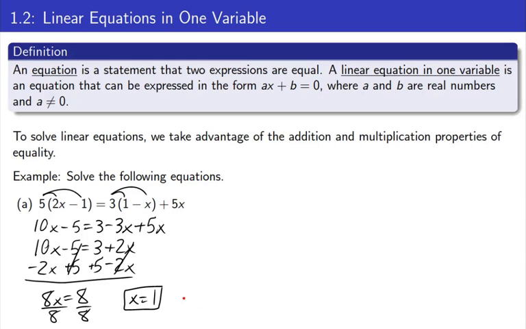This is what we call a conditional equation. Conditional simply meaning that it has one solution, or in a more general case it might have more than one solution, although this does not occur for linear equations. It's only satisfied on one condition, namely, x has to be 1.